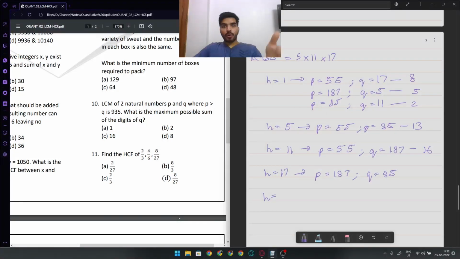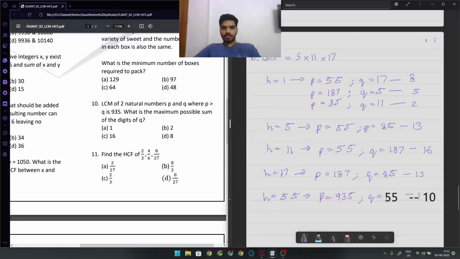Now let's see the combination. 55 can also be the HCF. So 55, for example, so it has to be 55 into 17 and 55 into 1. 55 into 17, what is the answer? Obviously the number itself, that is 935. Okay, 55 into 1, Q is equal to 1. Now H equal to 55 into 17.